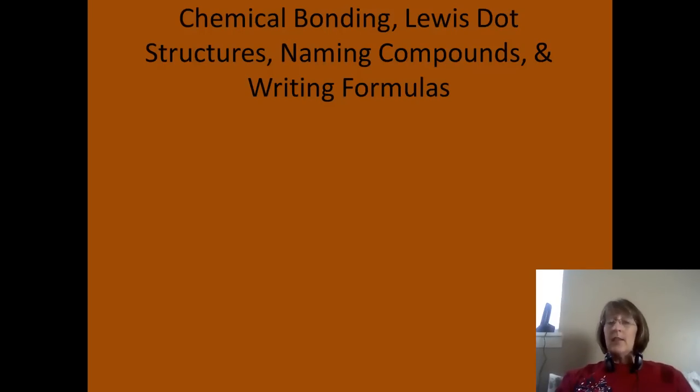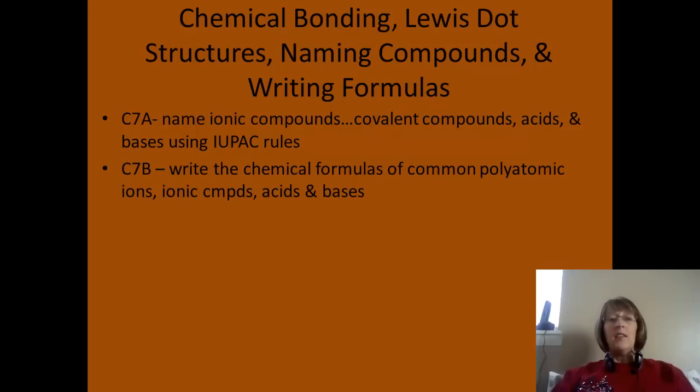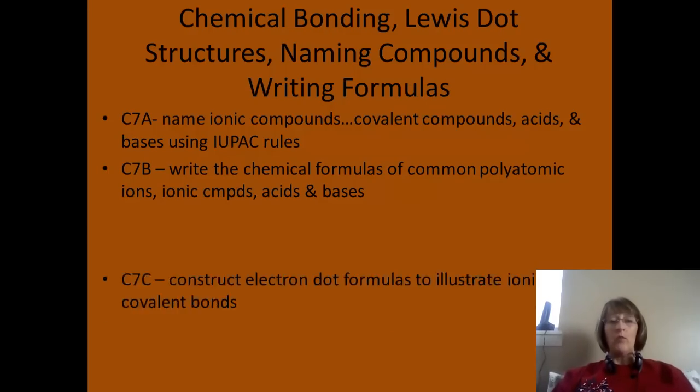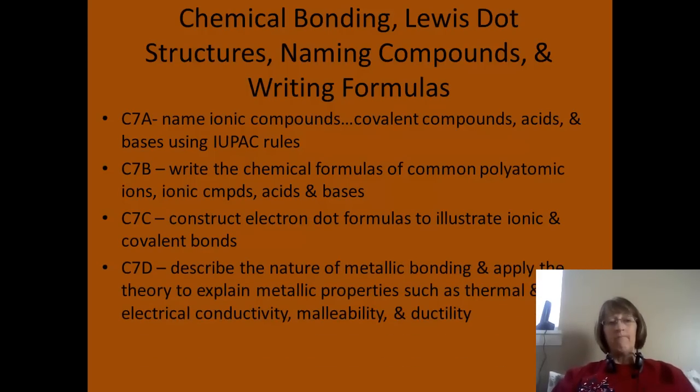So the state of Texas says that you're going to have to be doing several things here. First and foremost, you have to name ionic compounds, covalent compounds, acids, and bases using IUPAC rules. Then you also have to write the formulas of what I said before using the IUPAC rules. But that's not all. You have to construct electron dot formulas and illustrate ionic and covalent bonds. You have to describe the nature of metallic bonding and apply the theory to explain metallic properties like thermal conductivity, electrical conductivity, malleability, ductility.